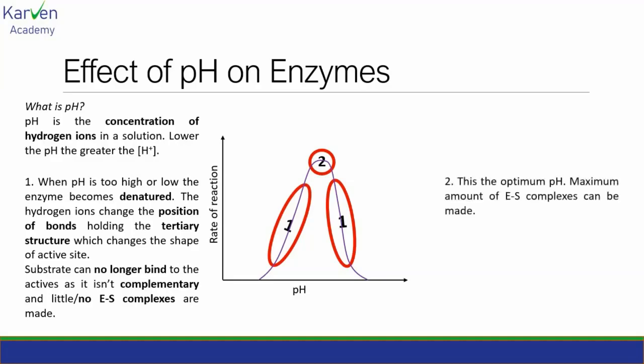The point 2 is the optimum pH, and that point indicates that the maximum amount of ES complexes can be made.